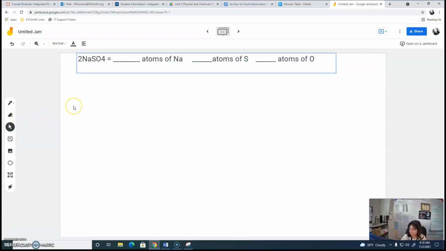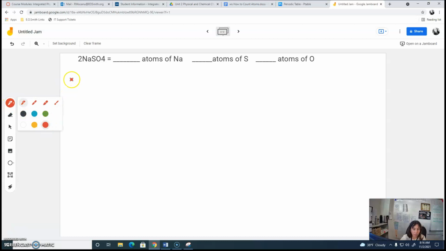Okay, so here's my formula. Again, let me rewrite it so we can clearly see the subscripts. So my formula is 2NaSO with a subscript of 4. All right, so what does this 2 over here, which I'm going to write in blue, do? Well, first of all, this is called a coefficient. And a coefficient, all it does, it multiplies everything that comes after it. So every element that comes after the coefficient gets multiplied by that.